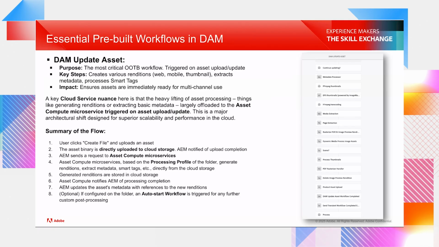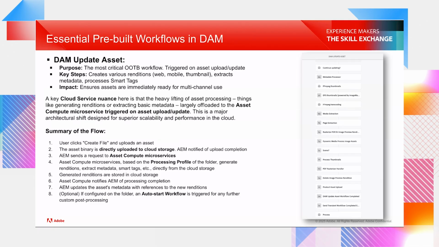One difference in cloud service is that the heavy lifting for asset processing, that is metadata extraction and rendition generation, is offloaded to the Asset Compute microservice. This helps with performance and scalability. Now, DAM Update Asset is a transient workflow for cloud, where its instance is not persisted in the JCR repository, hence providing superior scalability.